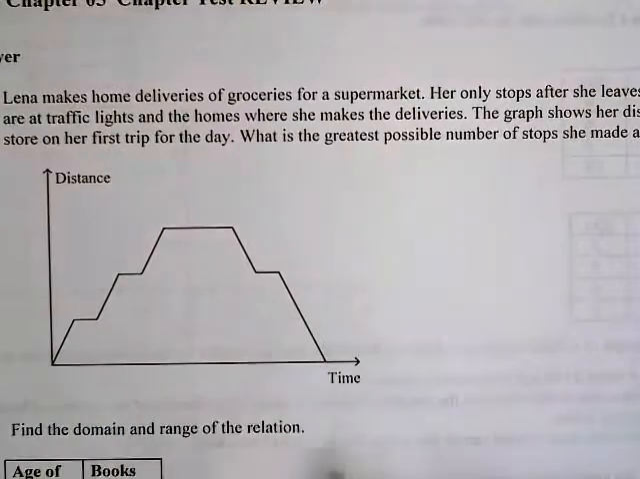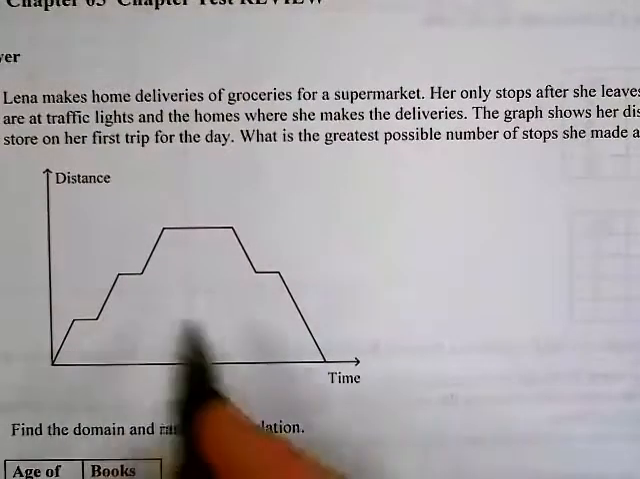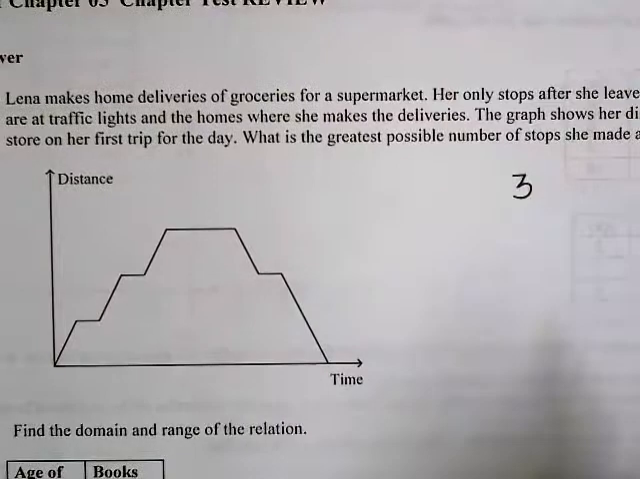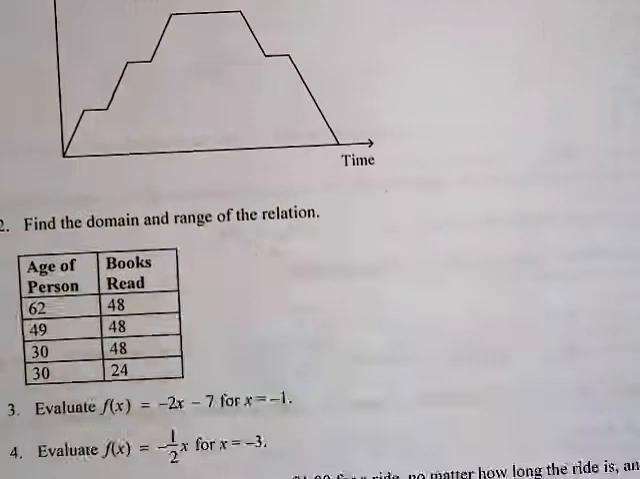So, what do we think? How many times does she stop? 4. But one of those is longer than the others. Why do you think? She had to make a delivery. Okay? So, the other ones are the traffic lights, and how many are there? 3. Okay. Number 2, find the domain and the range of the relation.